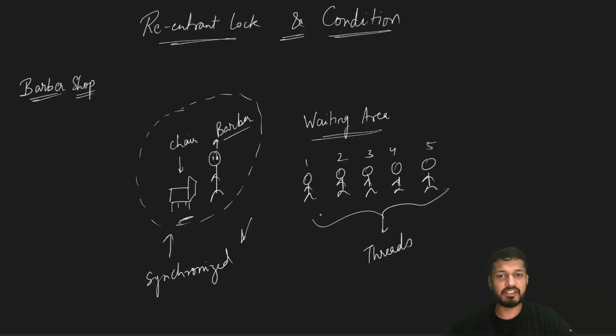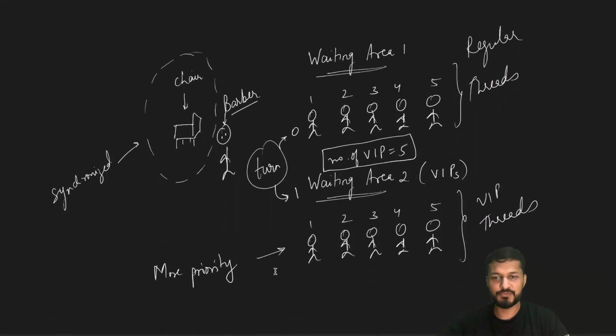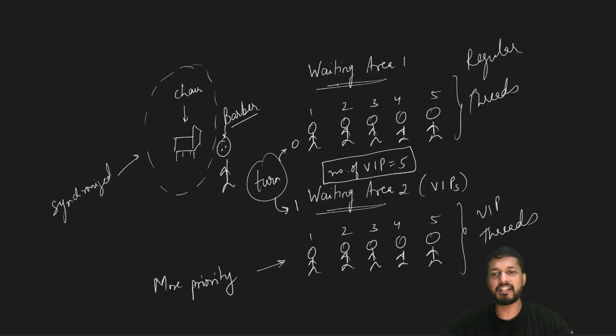So one of them will acquire the lock and sit on the chair. Fair enough. And after they have their trimming done, they will release the lock and go back, right? And this process will repeat again and again. Now consider another scenario where you have two waiting areas, one for regular people and another for VIPs. So if a VIP is present, he will be given priority. When all the VIPs are done, after that only regular persons will be given the chance.